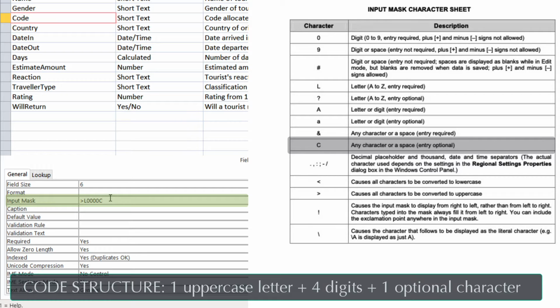Mark allocation for this question is as follows. 1 mark for greater sign, 1 mark for uppercase letter L, 1 mark for 4 zeros, and 1 mark for uppercase C.